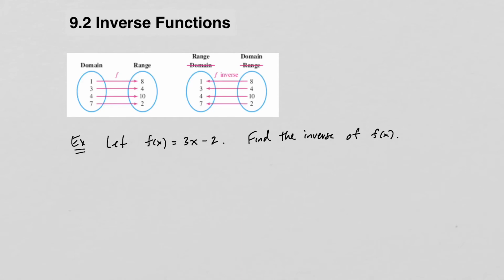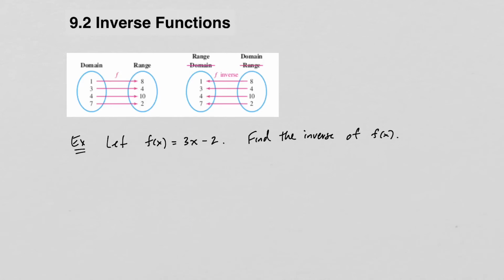All right, in section 9.2, we're going to introduce the concept of inverse functions. And I'm going to give a really simple example of what an inverse does. So let's suppose you have some very simple function f. And f takes the number x equals 1 and turns it into the number y equals 8. And x equals 3 turns into y equals 4. X equals 4 turns into y equals 10. And x equals 7 turns into y equals 2. So just imagine that there's some function that does that to those 4 particular x values.